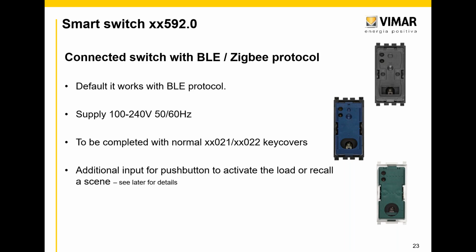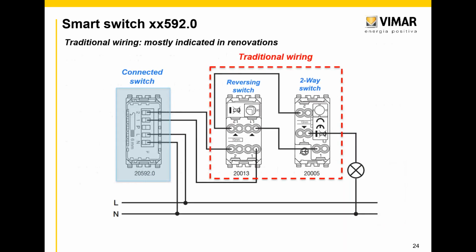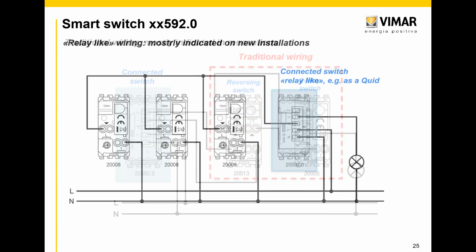And on the back side, it also has an input to be used for an additional push button. This is the standard wiring, for instance, in case of renovation. By the way, we imagine it will be the most used and suitable wiring in this situation, where in the red box we have the traditional wiring, so no differences at all concerning the rest of the wiring in the pipes, in the walls.